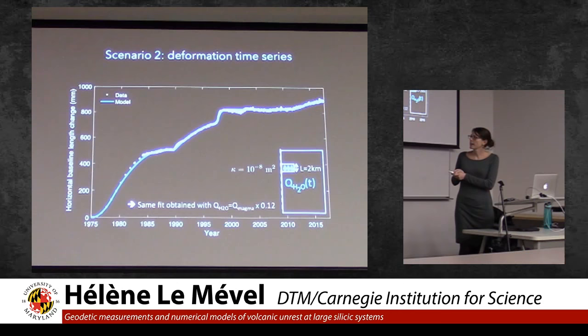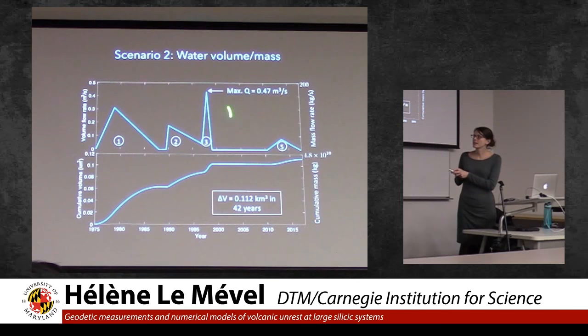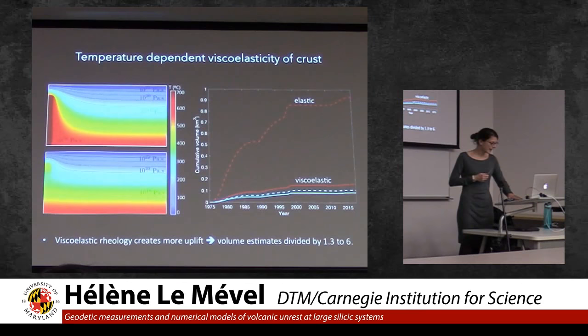So just the same history of pulses of fluid, but this time we need much less volume. Remember, this is a much smaller layer and at a shallower depth. Here, the total volume estimated of supercritical water would be 0.112 cubic kilometer in 42 years.